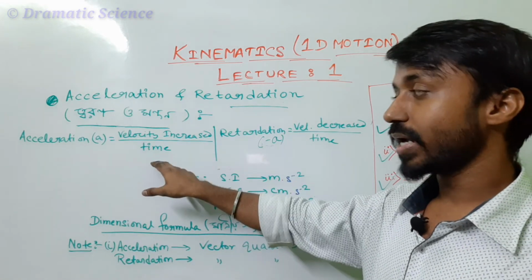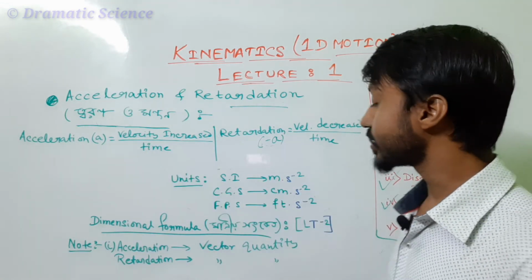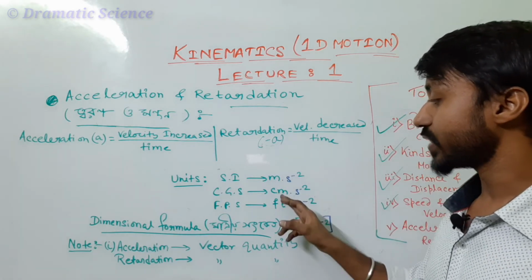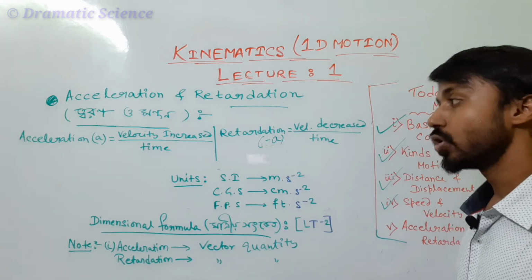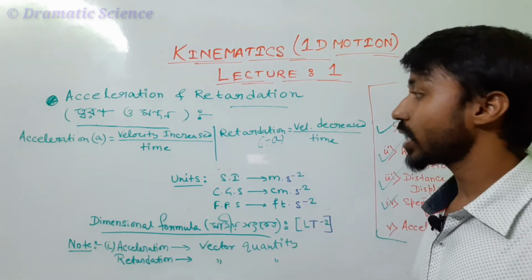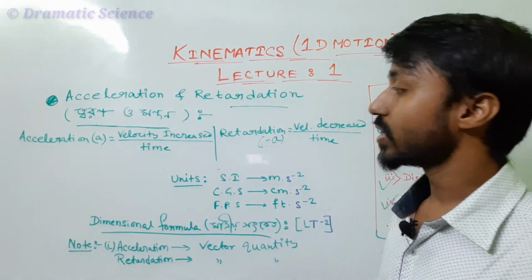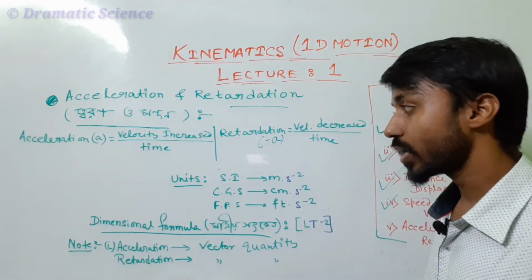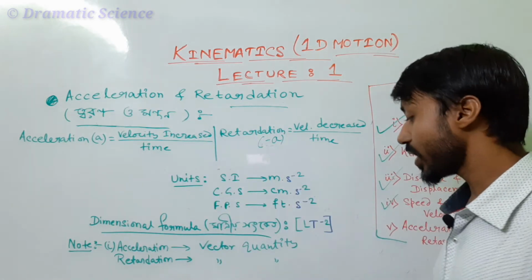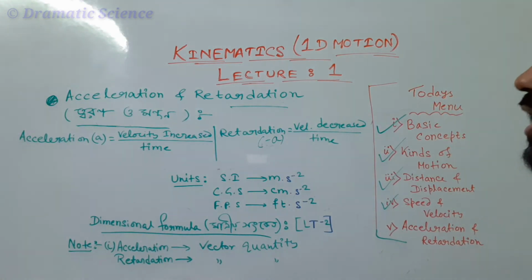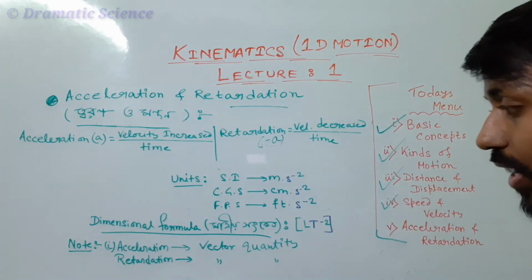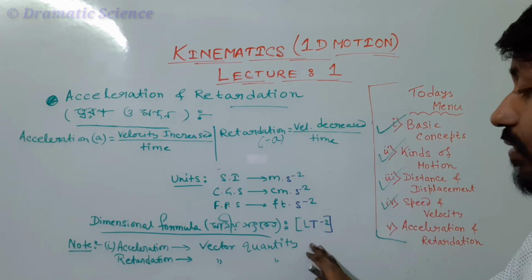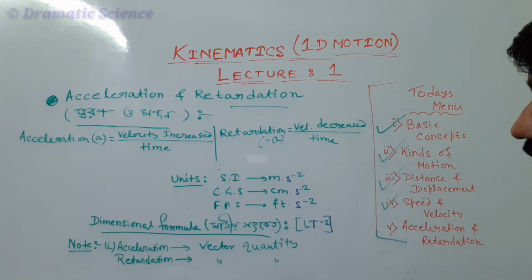See, velocity by time, that means extra time आ गया, इसलिए मीटर सेकंड माइनस टू, सेंटीमीटर सेकंड माइनस टू, fps में फुट सेकंड माइनस टू, और डायमेंशन भी सिमिलरली चेंज हो जाएगा क्योंकि नीचे एक एक्स्ट्रा टाइम आ गया। वेलोसिटी का क्या था, एल टी माइनस वन, फिर नीचे और एक टाइम और एक टी आ गया, दैट मीन्स एल टी माइनस टू. And one interesting thing is that acceleration and retardation both deals with velocity, that's why they both are simply vector quantities, right?